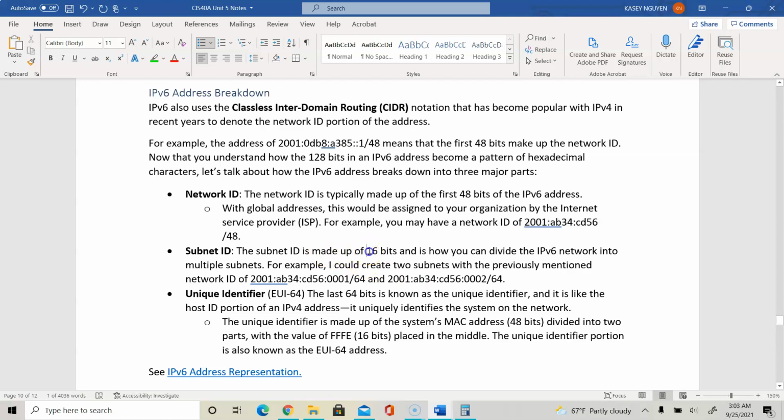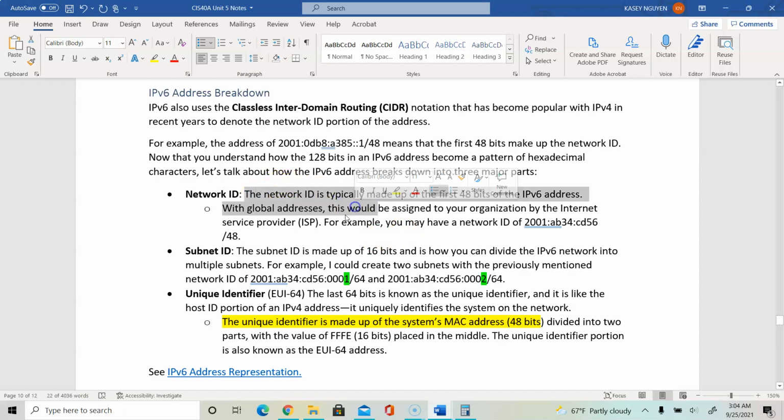Your subnet ID is made of 16 bits. This is going to divide it into multiple subnets. So if you want to create 2 subnets, then you would look at using the network ID that we previously used, and then we would specify the 2 here. Then your unique identifier, which is going to be the last part of your IPv6, is going to be your MAC address. So the last part is just going to be made up of your system MAC address.